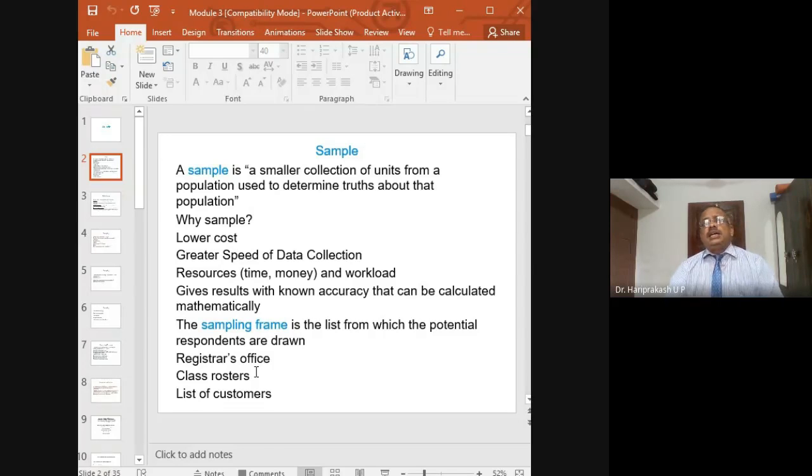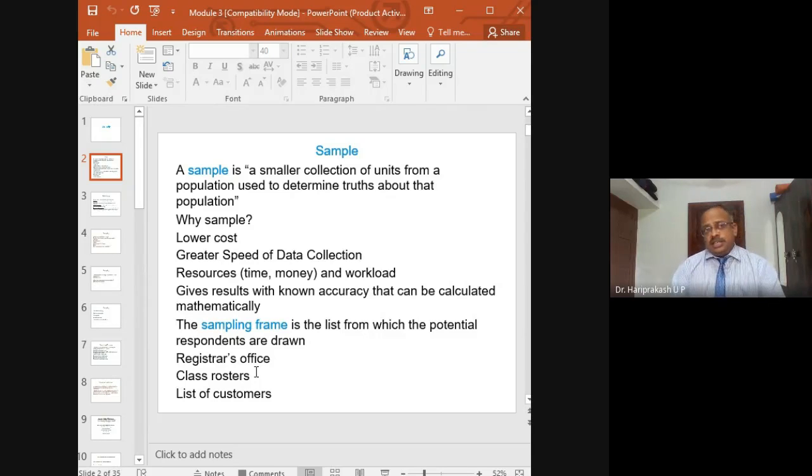Or if it is consumer research or retail research you are doing, then the register office where the houses will be registered. So all the population, the residents, will be registered there. Municipality office. So there you will get all the people residing in that particular region. Class rosters or class attendance.